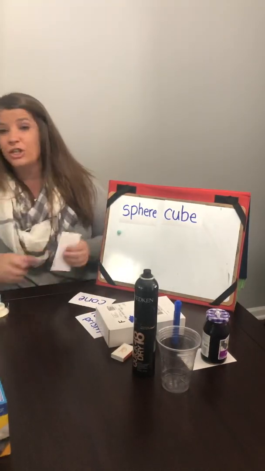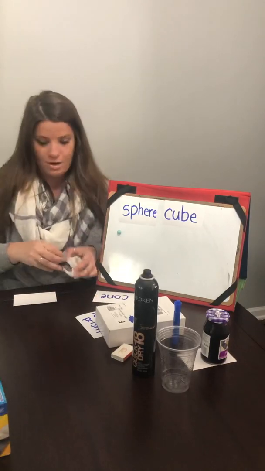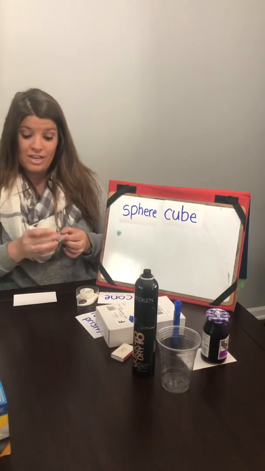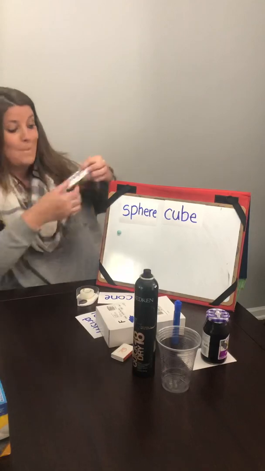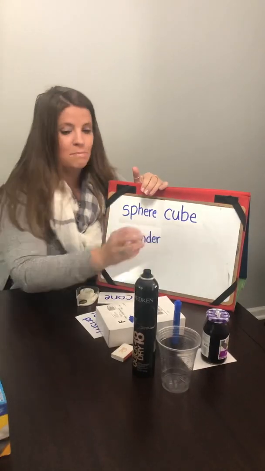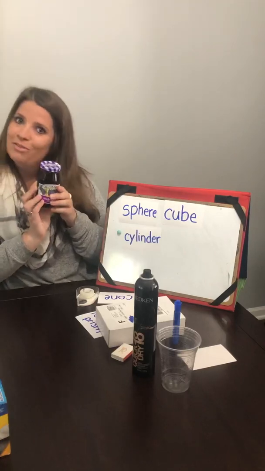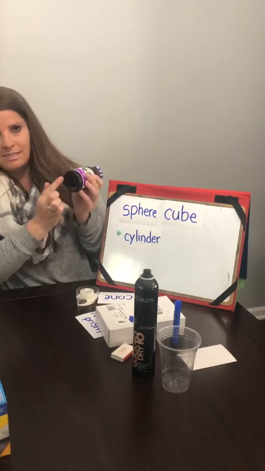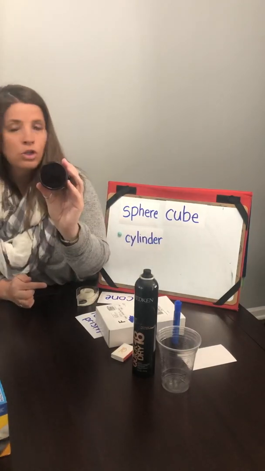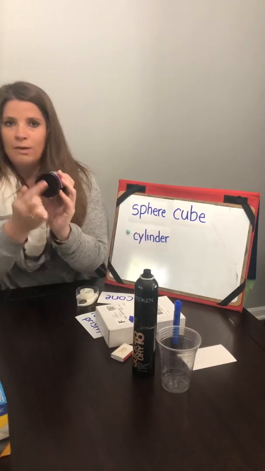The next shape that we're going to learn about is a cylinder. Now, cylinders are everywhere. Cylinders are things with a round base. So they sit on a base. Do you see this? This is a cylinder. It's jelly from my refrigerator, but it stands on a round circle. So all cylinders have a round base.